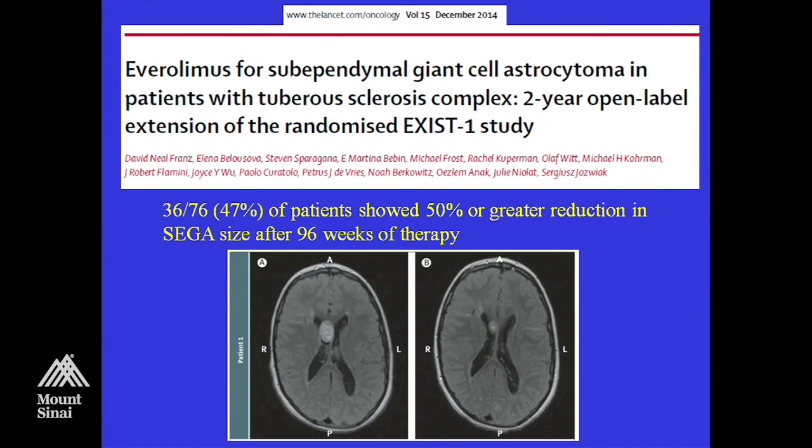Now, for these more aggressive tumors, obviously it would be nice to have a chemotherapy that could be used rather than enucleation. And so with SEGAs, of course, there has been some success in treating them using a drug that's going to target the pathway that's activated, such as everolimus. And so here's data from a published study in which about half of the patients showed a 50% or greater reduction in the size of these brain tumors after 2 years of therapy.